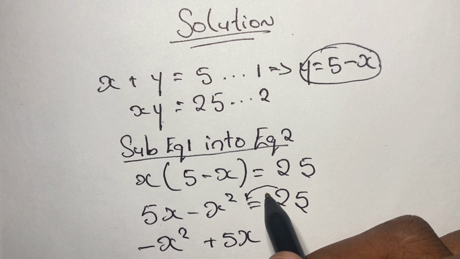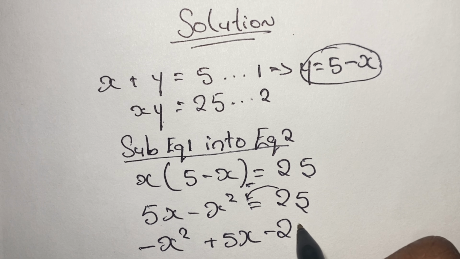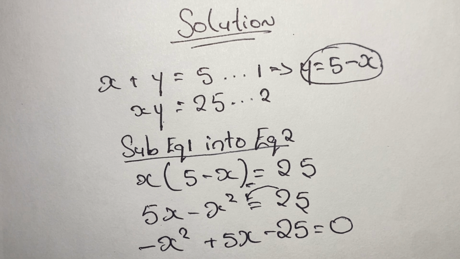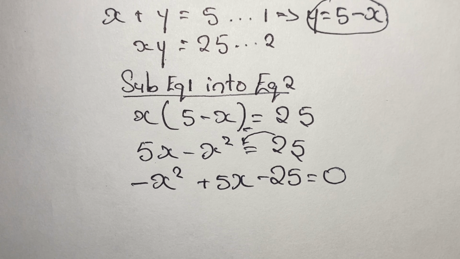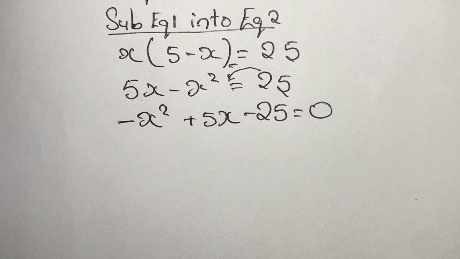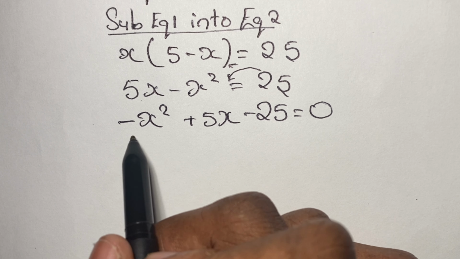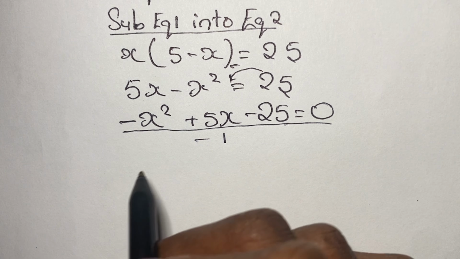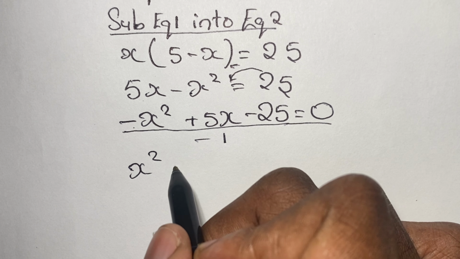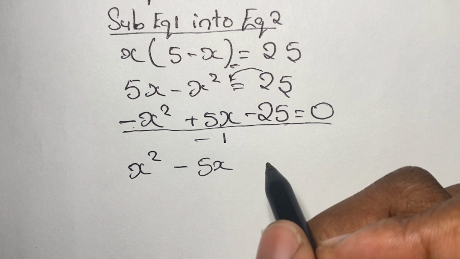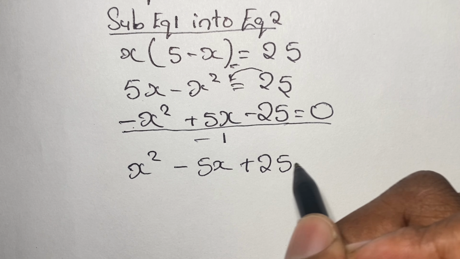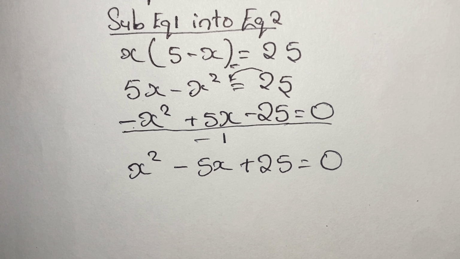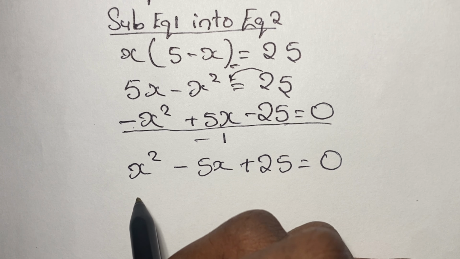And then we can take the 25 and bring it over to the left hand side of the equation. So that means we'll have negative x squared plus 5x minus 25 is equal to 0. So here we have what we call a quadratic equation where we have the values of a, b, and c. Since the value of a cannot be negative 1, we divide our equation by negative 1. So we end up with x squared minus 5x plus 25 is equal to 0.